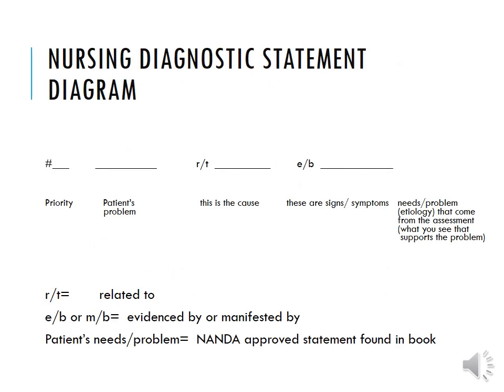Nursing diagnosis statement diagram. We have priority, the patient's problem. This is the cause. There are signs or symptoms and needs or problem etiology that come from the assessment. What you see that supports the problem. RT here means related to. EB or MB is evidenced by or manifested by, followed by signs and symptoms. The patient's need or problem is a NANDA-approved statement found in the book.